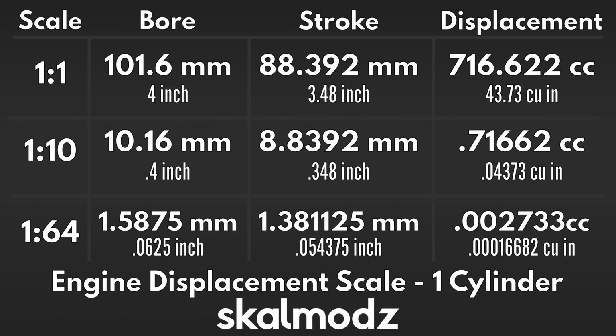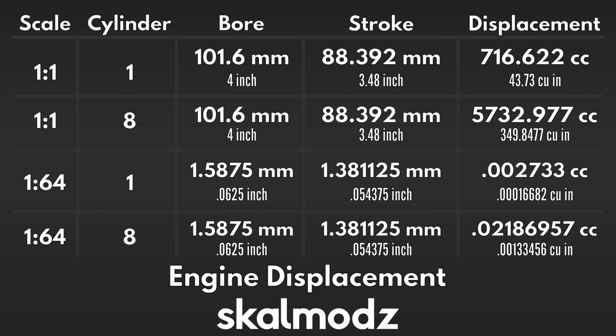This table compares dimensions of our 1-cylinder example engine. As seen, we have the dimensions at a scale of 1 to 1, 1 to 10, and 1 to 64. We can see that at a scale of 1 to 10, the engine has a displacement of 0.7166722 cubic centimeters or 0.000016682 cubic inches. By looking at this data, we can see that when scaling engine displacement, the bore and stroke must be scaled first and then the engine displacement calculated from the scaled dimensions.